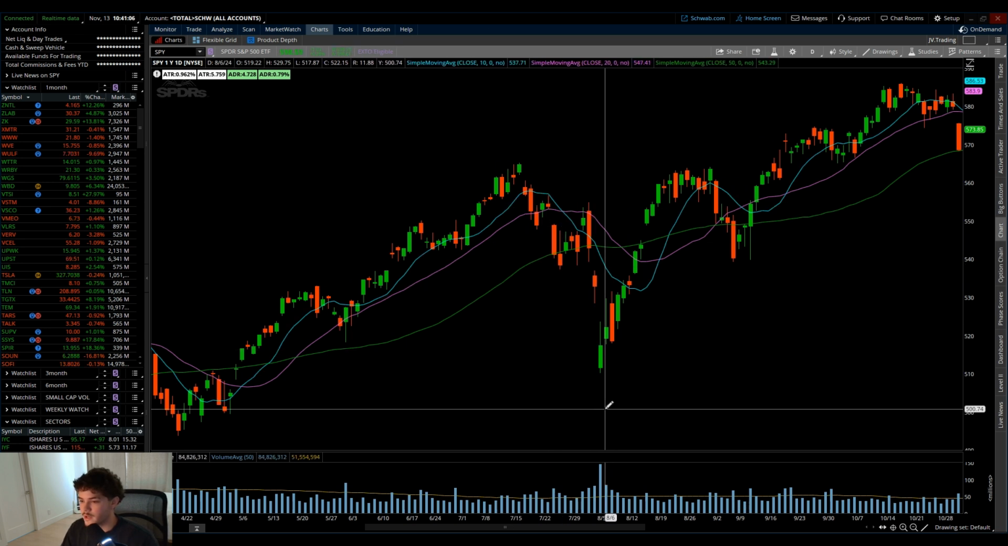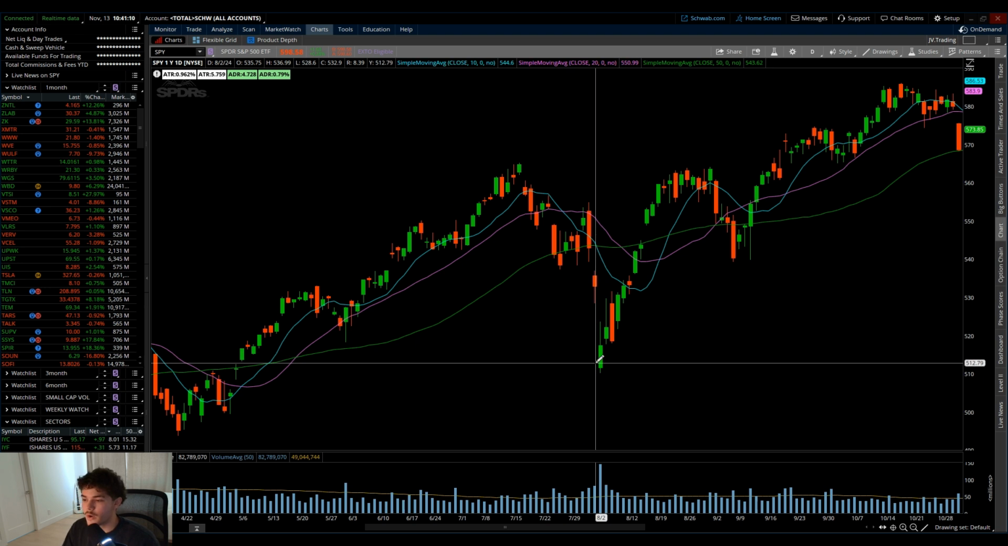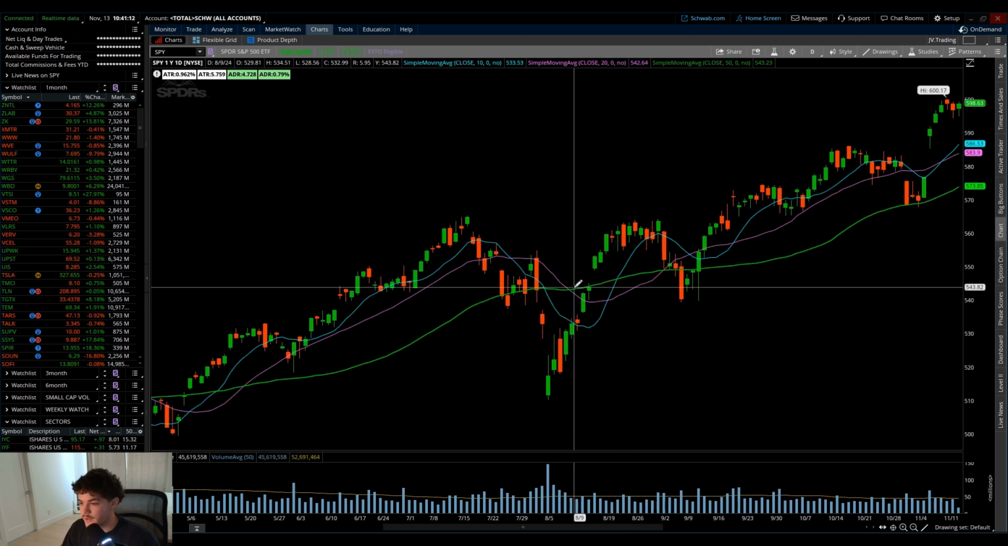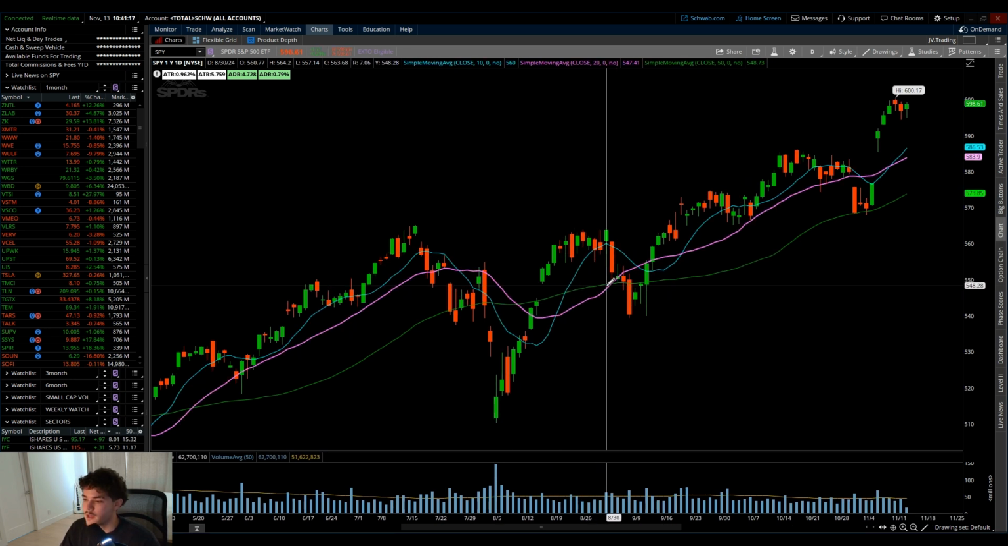Nasty pullback right here. All the SMAs are mangled. Price action is way below the 50. We don't want to be trading during this period. Even on this correction right here, we want to still be careful because volatility is so high. So we're going to wait.